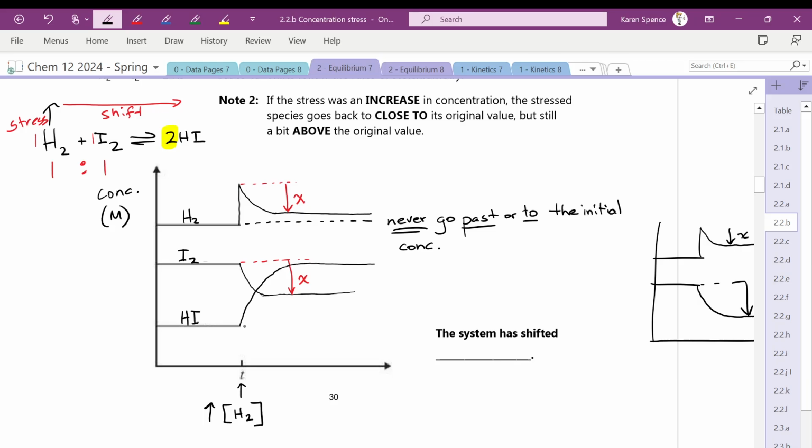And if it's not, that's okay. So what I'm going to do here is say this is going to go up by 2x. And so the system has shifted to the right.